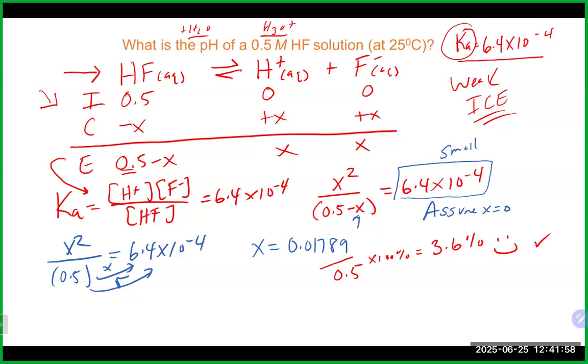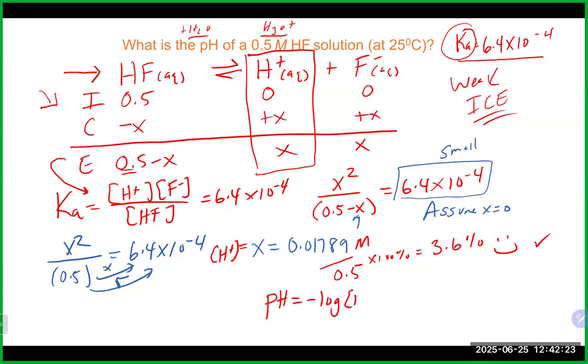Now, for our purposes, that is essentially what we are looking for, because we are interested in the H plus concentration, since ultimately we want the pH. So we could throw a molarity on that, and that would equal the H plus concentration. Now that we have it, we can go into our pH equation, minus the log of what we got there, 0.01789. I'm just going to use the whole number.